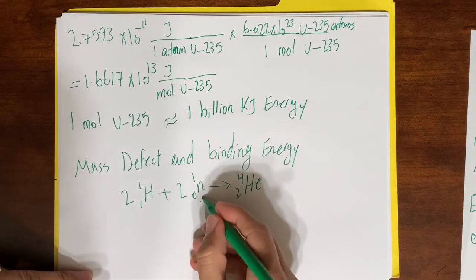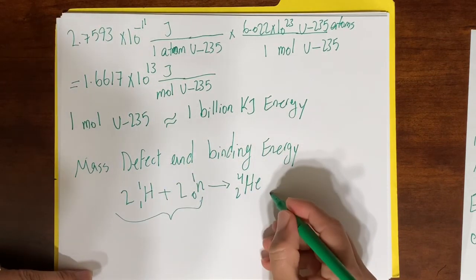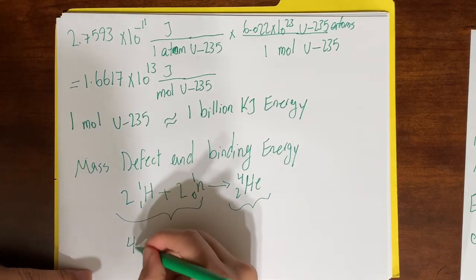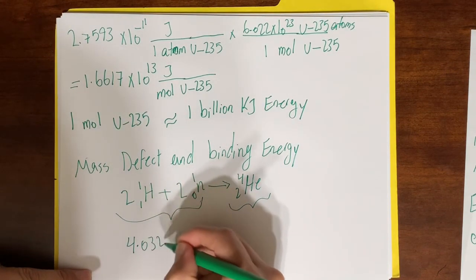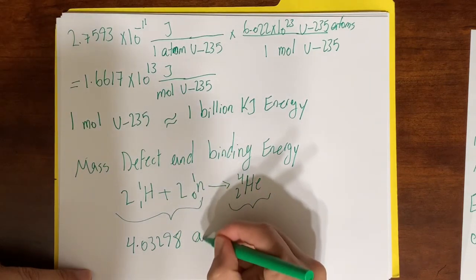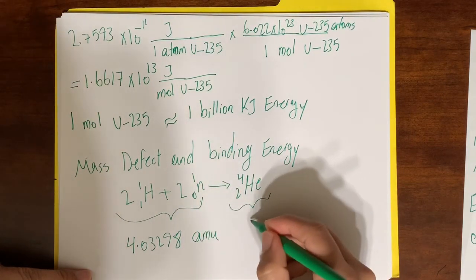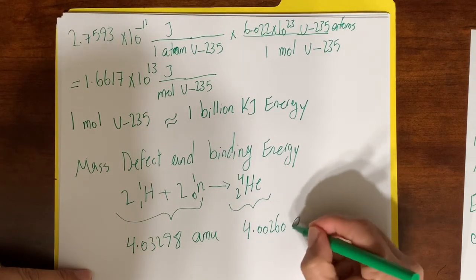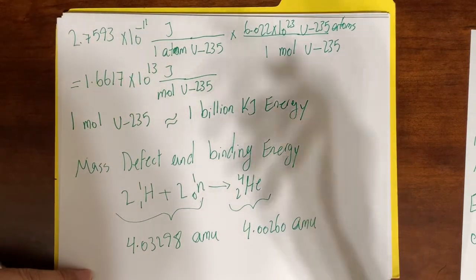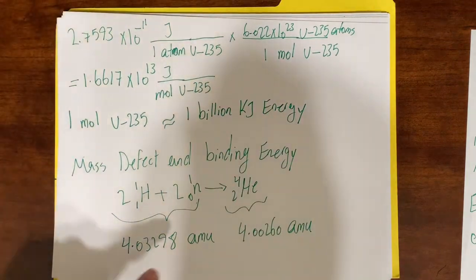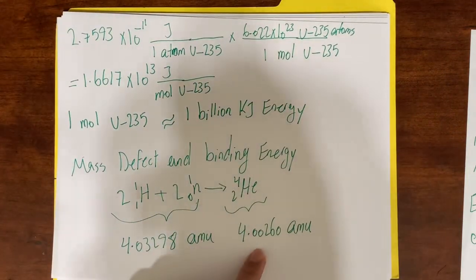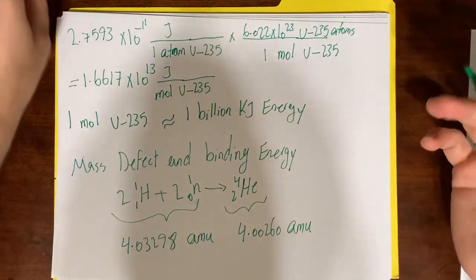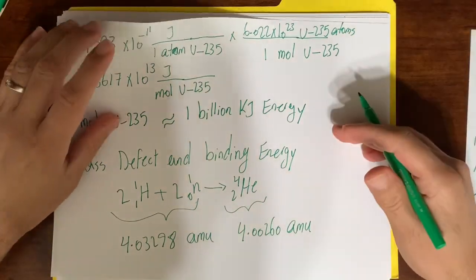If you add the masses, on the left side, mass is equal to 4.03298 atomic mass unit, and the right side is 4.00260 atomic mass unit. Okay, so we started with higher mass, we got lower mass. Question is, what's happened with the energy? What's happened with the mass? Where does that energy or mass go?